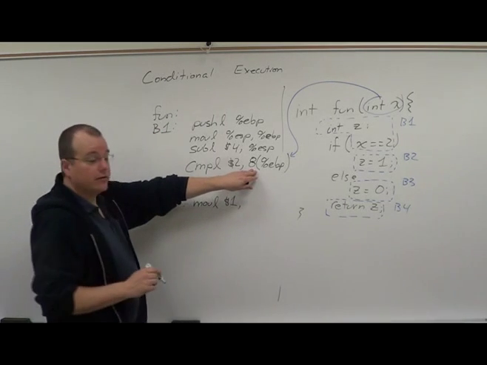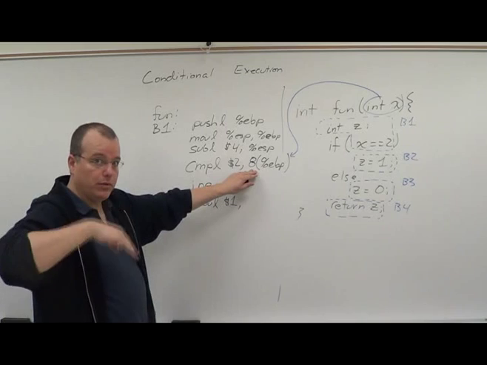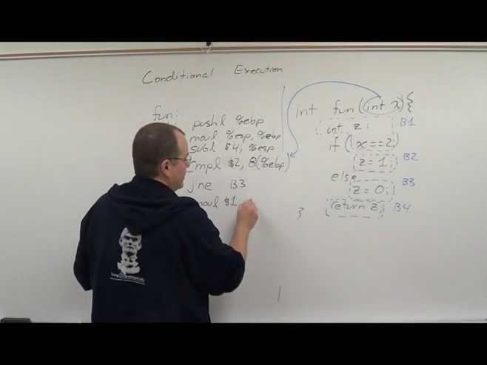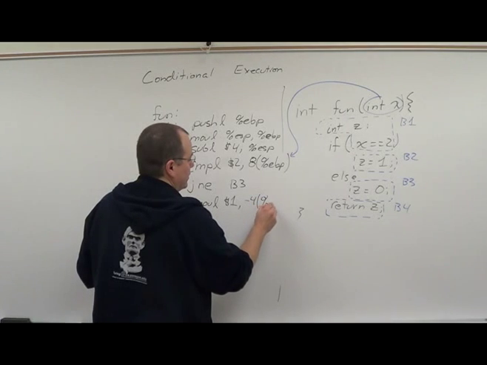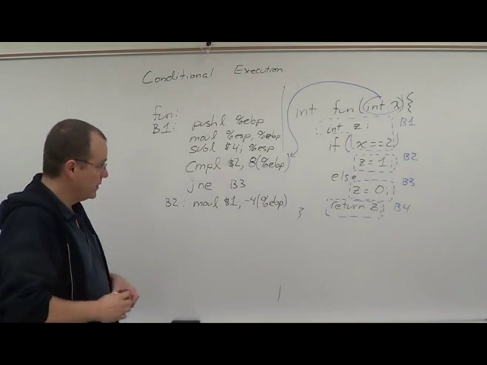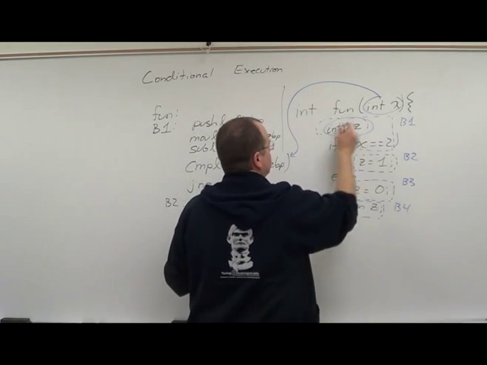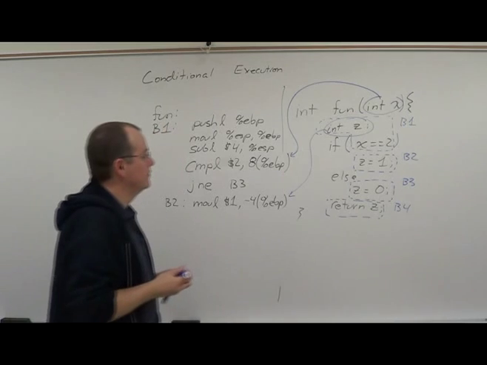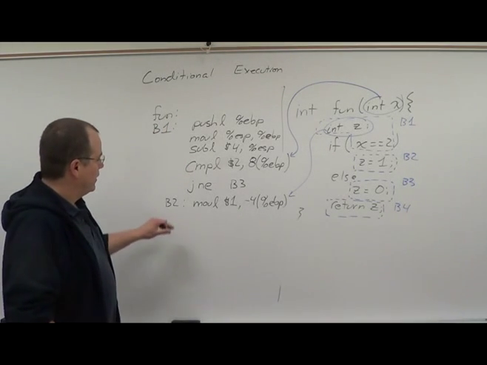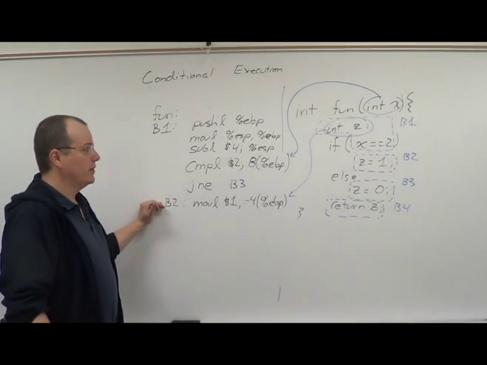And remember, 8 above EBP is our first argument. 4 below EBP is our first local variable. So this is going to be minus 4 EBP. That's z. And I'm going to create the same little arrow. Still probably pointing the wrong direction. That's it for basic block 2.